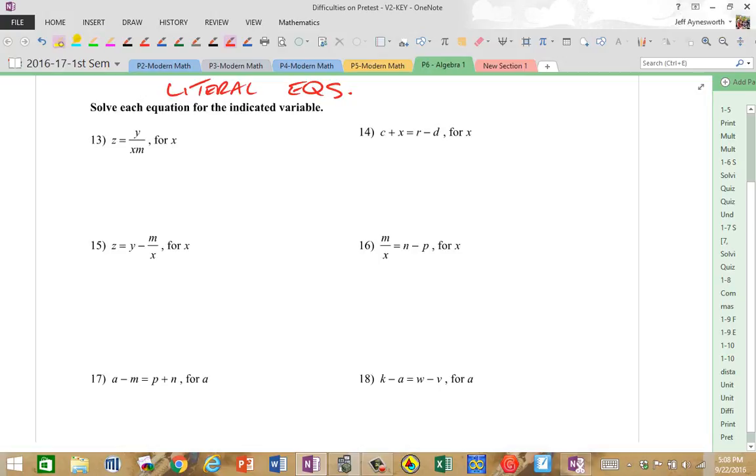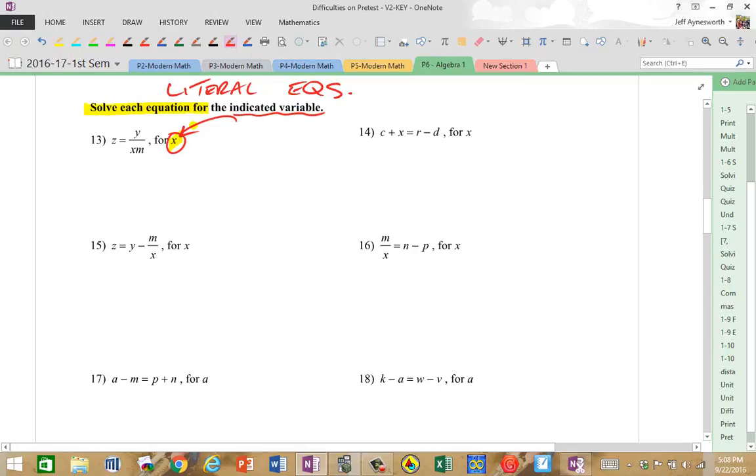Now here we're solving for x. So solve each equation for the indicated variable. So we're going to solve for x. So let's do that here.